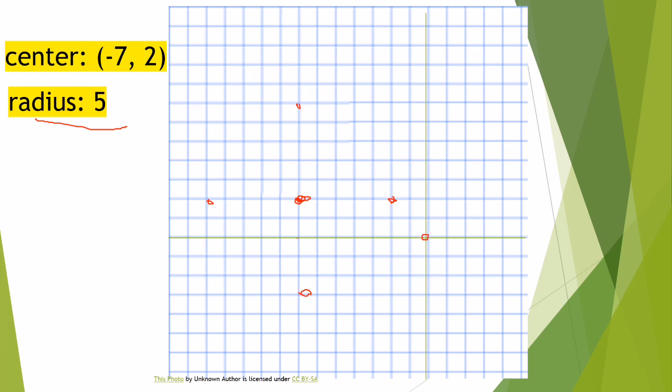And then, gagamit kayo ng compass para magkaroon kayo ng perfect circle. So, i-connect lang natin ang mga points. Ayan. So, kung na-connect mo na ang mga points, ito na ang circle ninyo.